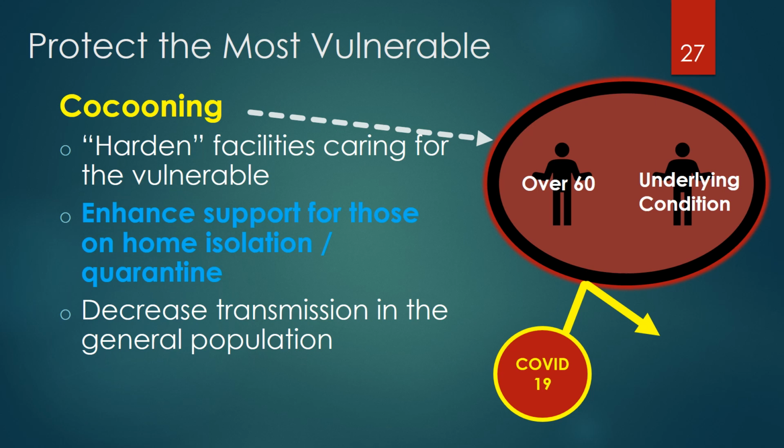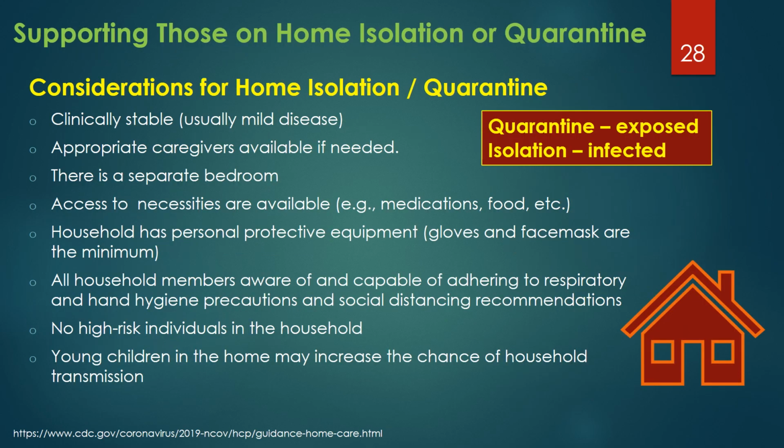Let's now consider enhancing support for those on home isolation and quarantine as another way to protect or cocoon the most vulnerable in our communities. During a pandemic, many individuals are placed on home isolation and quarantine. Quarantine applies to individuals who are not infected but have been exposed to someone who is infected. Isolation applies to individuals who are infected.